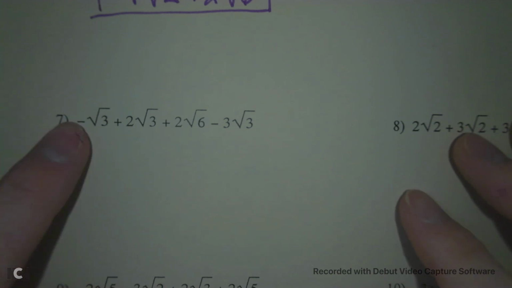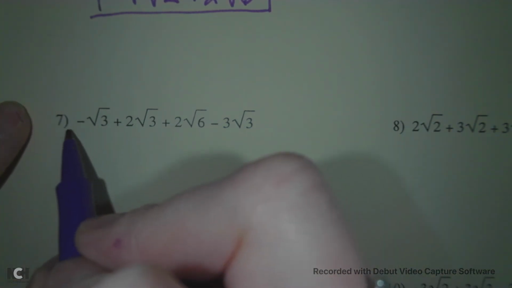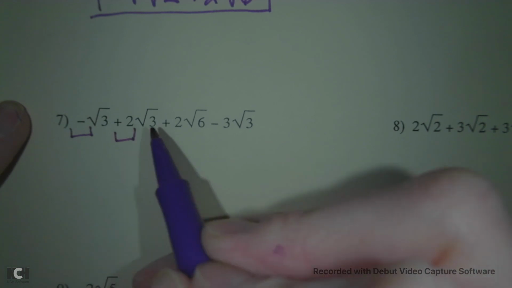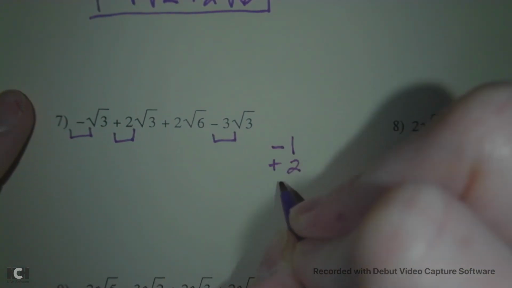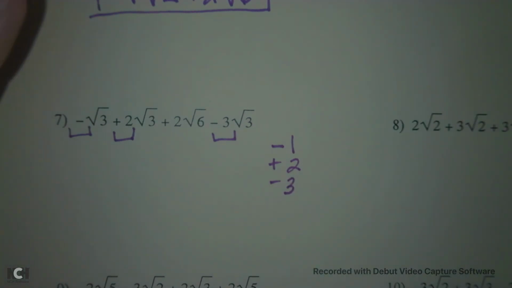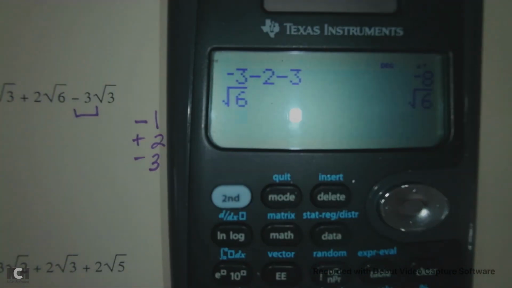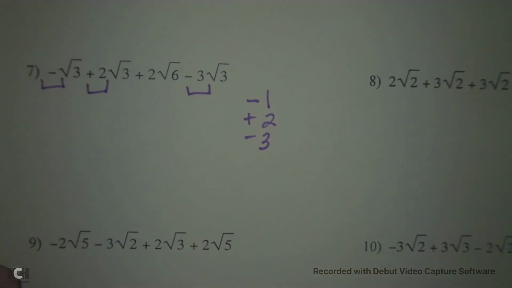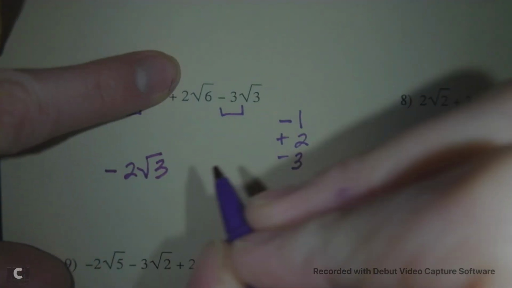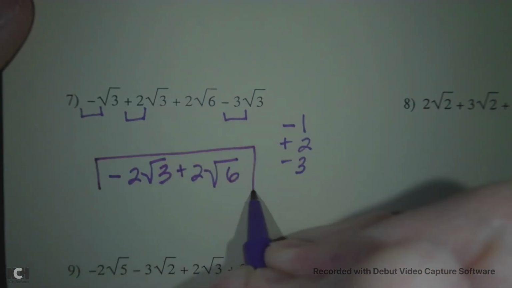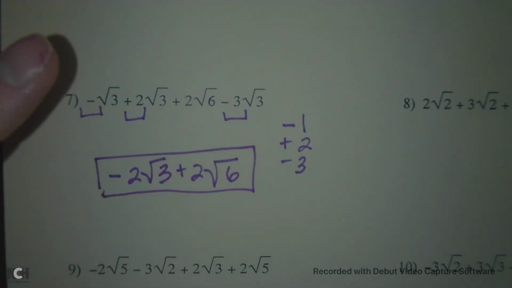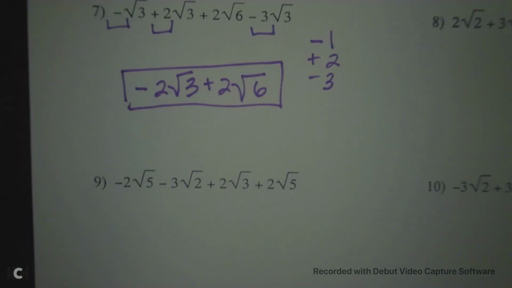Number 7. On this one, we have root 3's this time. So we have -1 root 3, we have 2 root 3, and we have -3 root 3. So we have -1 plus 2 minus 3, and that will give us how many root 3's we have. So -1 plus 2 minus 3 is -2. So for this problem, we have -2 root 3, and we have this cute little 2 root 6 left over, and we just found out that we can't reduce that, so it just gets added on at the end, because we can only combine the like ones.